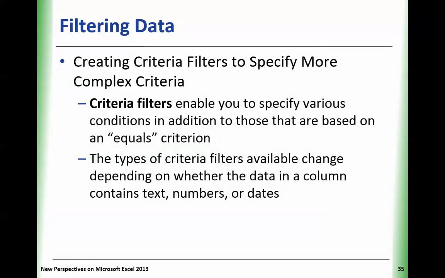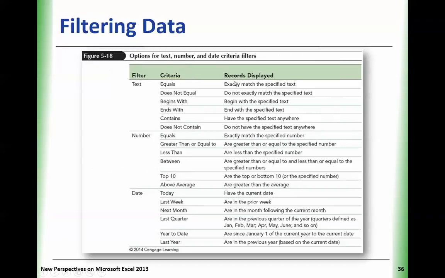The type of criteria filter available changes depending on whether the data in the column contains text, numbers, or dates. So if you choose a criteria filter on a column that has numbers, it's going to have a different set of criteria filters available than if you choose one that has words. For text, we can do equals, does not equal, begins with, ends with, contains, or does not contain. For numbers, we can do equals, greater than or equal to, less than, between, top 10, or above average. For dates, we can do today, last week, next month, last quarter, year to date, or last year.